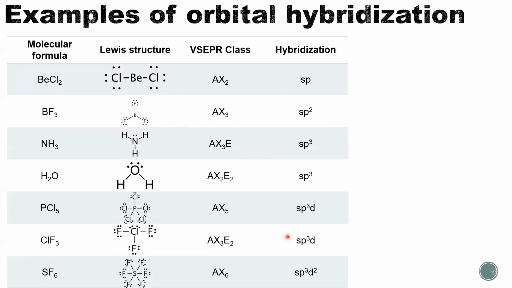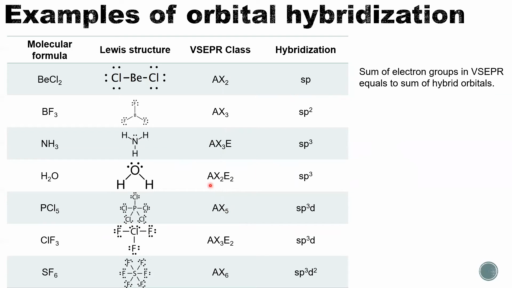So here is an example, a summary table with example molecular formulas, their corresponding Lewis structures, their VSEPR class or VSEPR designation, and orbital hybridization. So as I said, the sum of the electron groups in VSEPR equals the sum of hybrid orbitals. So for AX2, we only have two electron groups, so we have s and p, two orbitals involved.